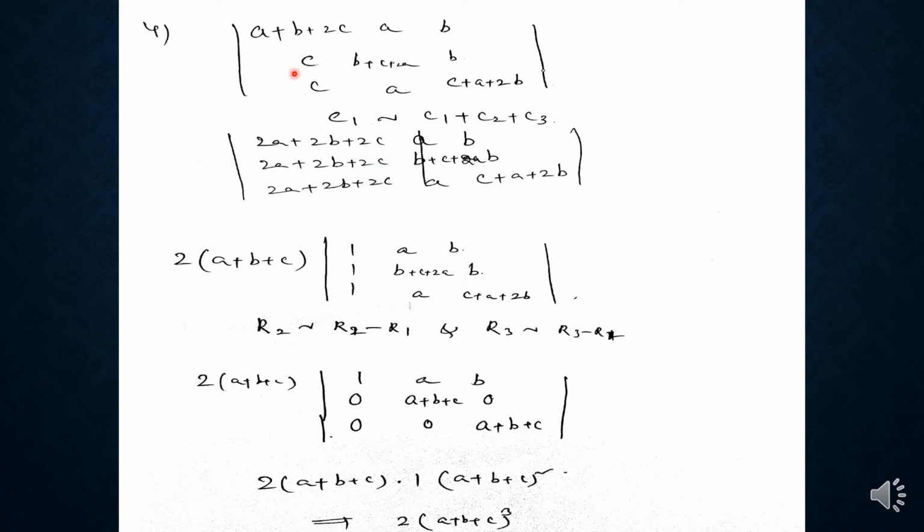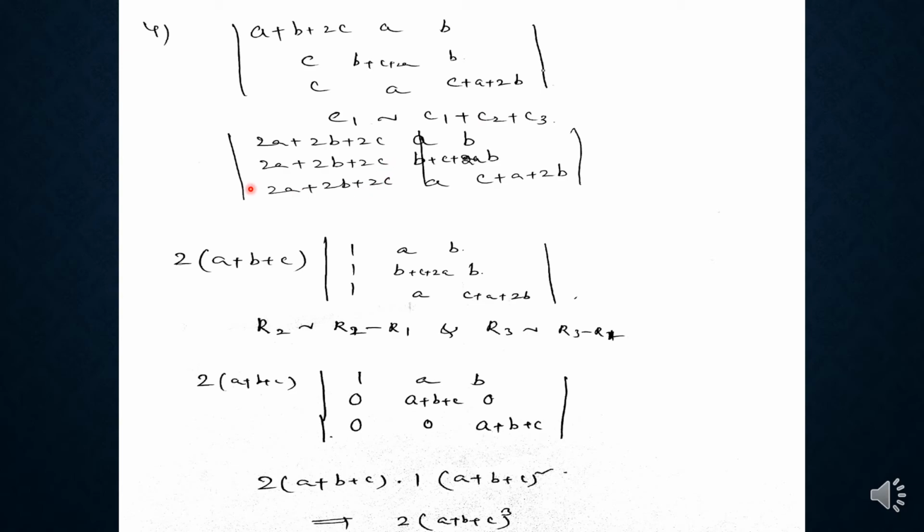Here also, in the second row, by adding first column element, second column element plus third column element: C plus B plus C plus 2A plus B, 2A plus B plus B, 2B plus C plus C, 2C, 2A plus 2B plus 2C. Next here, C plus C plus A plus A plus 2B, that is 2A plus 2B plus 2C. Here A, B, B plus C plus 2A, B, A, C plus A plus 2B.